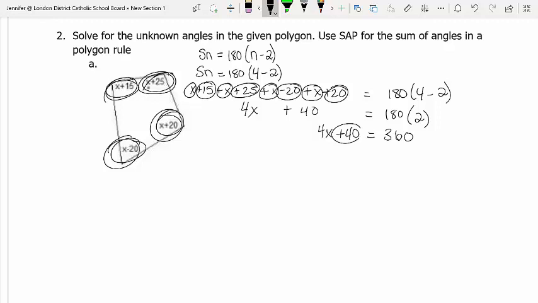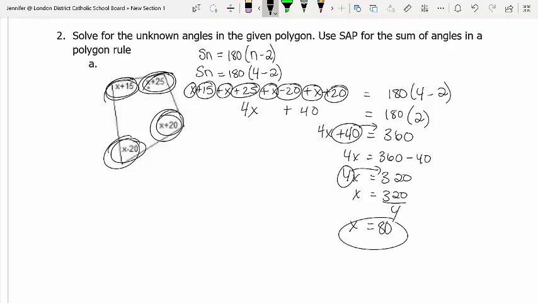And now I'm going to isolate for the x. I'm going to bring the 4 to the other side and it turns into divide by 4. So x is equal to 80. Now, we're not done yet because it says solve for the unknown angles.